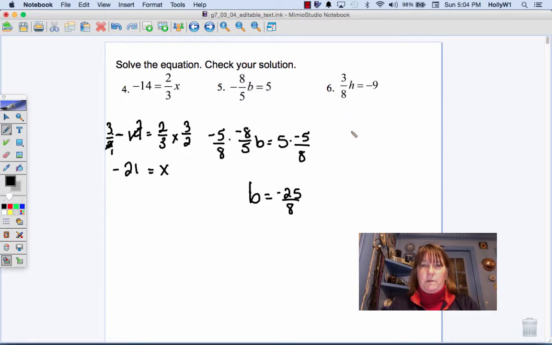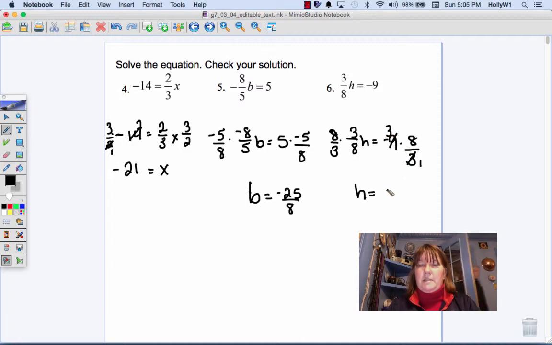Okay, let's try this one. 3/8 h is equal to negative 9. I'm going to multiply by its reciprocal, which is 8 divided by 3, on both sides. We're going to cross simplify. This cross simplifies and cancels itself out, so h is equal to, we're going to cross simplify here, 3 goes into 9 3 times, so 3 times 8 is 24, and it's negative. So how'd you do?